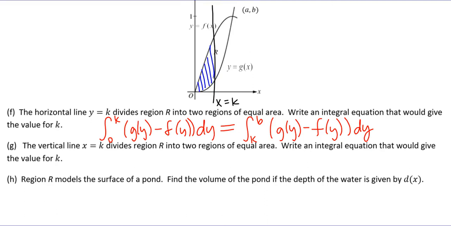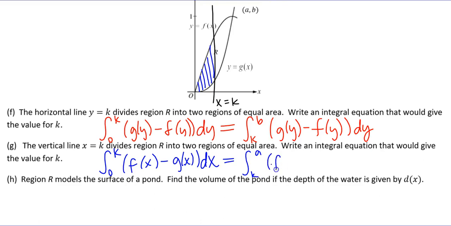So we are going to go the integral from x equals 0 to x equals k of top minus bottom dx. Remember, that's how we find our area. I need that region to equal the region from x equals k to x equals a of top minus bottom dx.